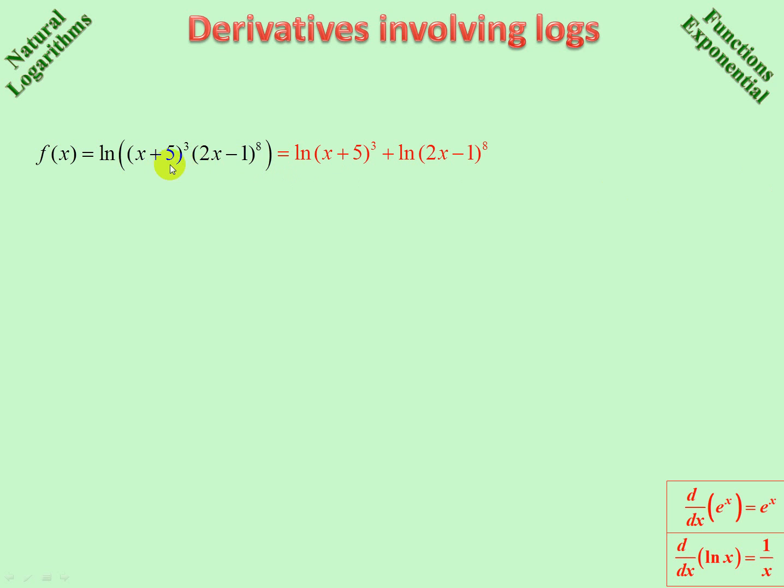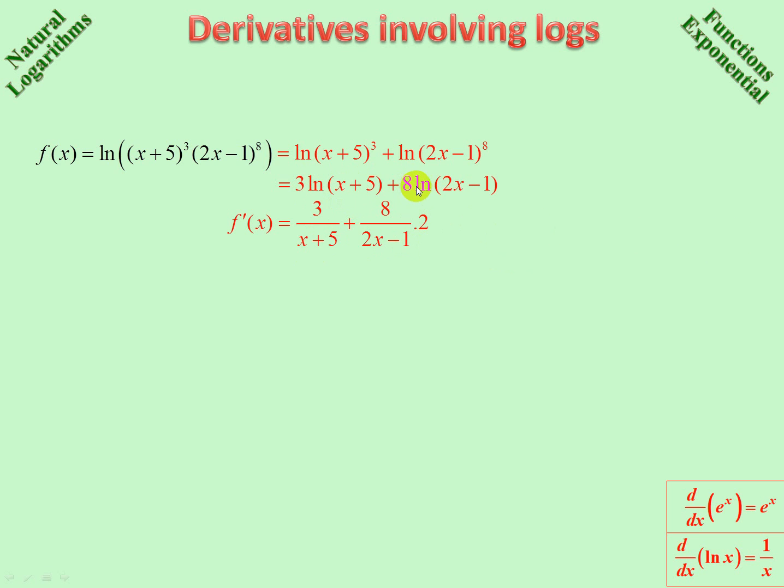So first of all, ln of 2 factors multiplying is the sum of the logs of the factors. Now we can bring the 3 and the 8 to the front. And look how simple that is, because when I differentiate that now, it just becomes 3 over x plus 5, because ln of x plus 5 differentiated becomes 1 over x plus 5. Notice that this is a composite function, but the derivative of x is 1, so we don't have to worry.